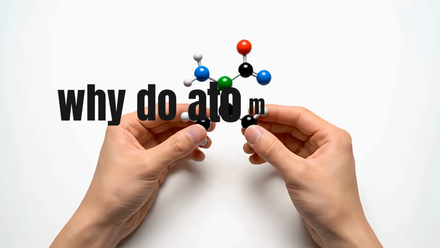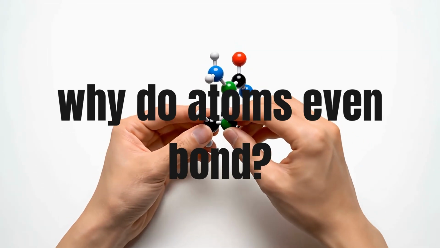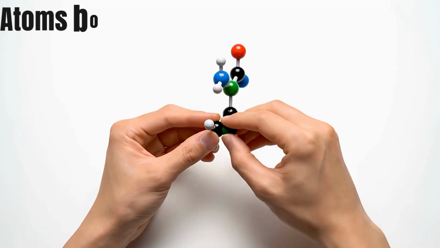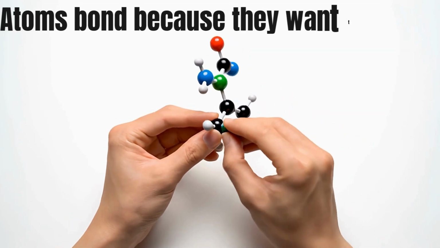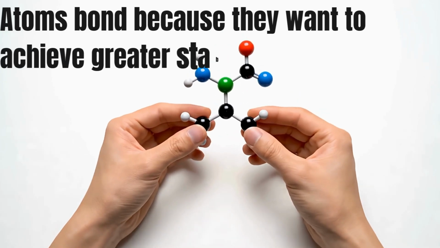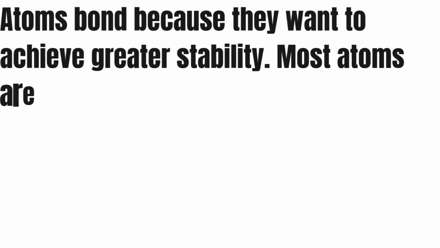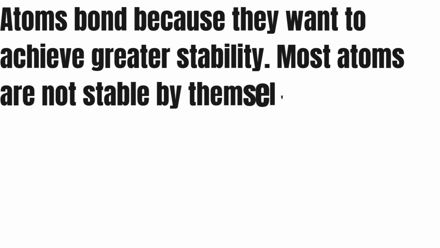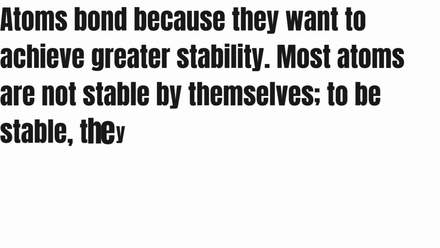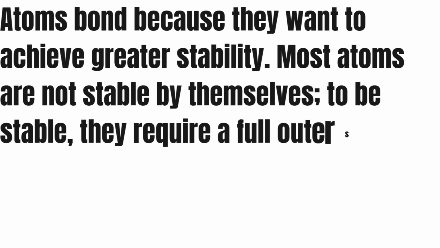So first, why do atoms even bond? Atoms bond because they want to achieve greater stability. Most atoms are not stable by themselves. To be stable, they require a full outer shell of electrons, often referred to as the octet rule.